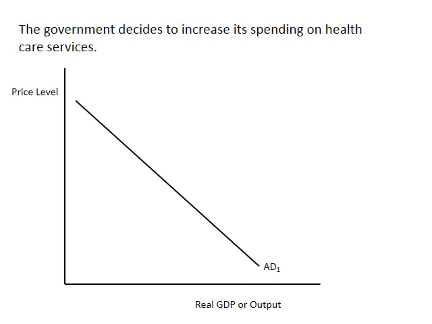The government decides to increase its spending on healthcare services. So that's part of government spending, a component of AD. And the component, of course, is G.